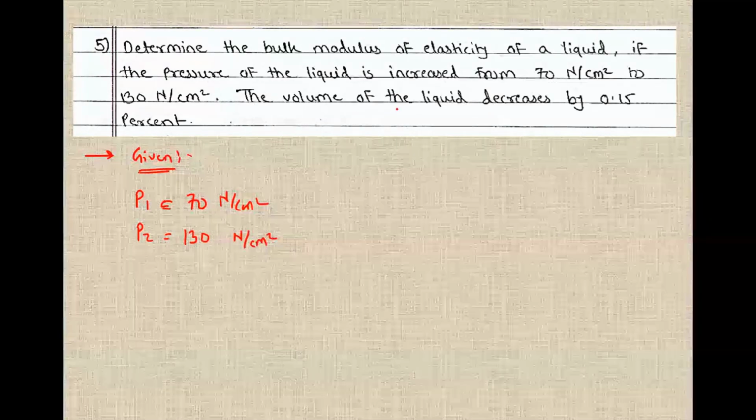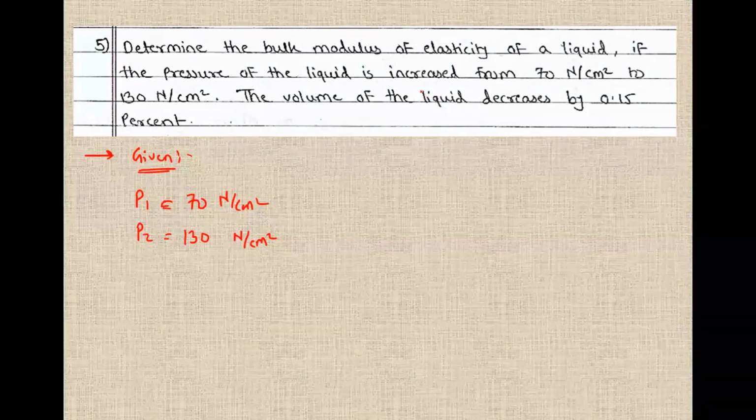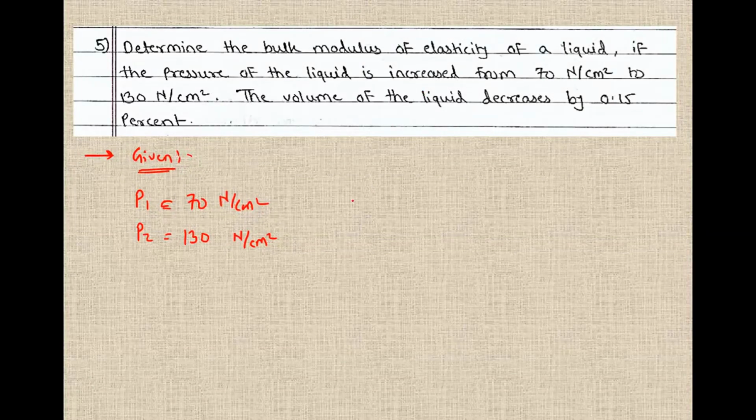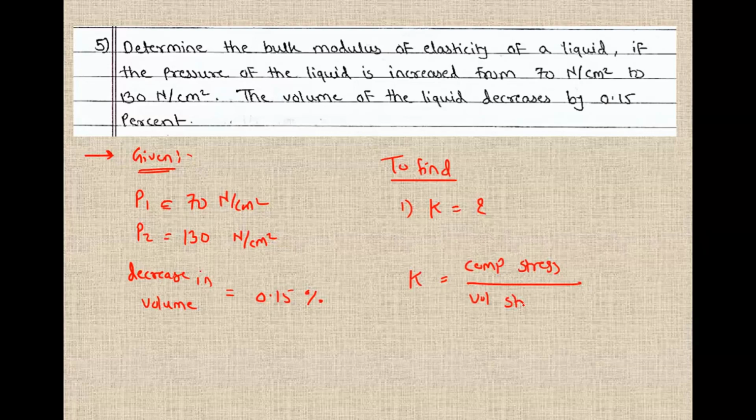Okay, the volume of the liquid decreases by 0.15%. Volume is decreased, so the decrease in volume is equal to 0.15%. Here what do I have to find? I have to find out the bulk modulus, which is K. Okay, so how to find K? Compressive stress upon volumetric strain. 130 minus 70, 60. 60 is the compressive stress.